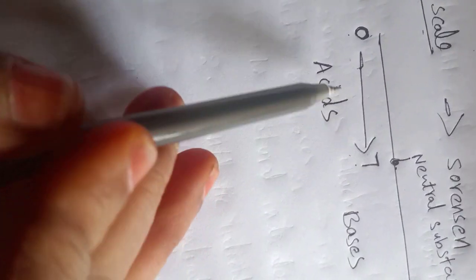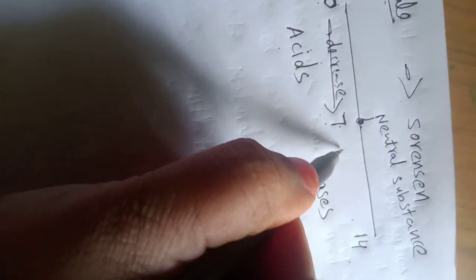The strength of the acids decreases going towards 7. From 0 to 7, the strength of the acids decreases. From 7 to 14, the strength of the bases increases.